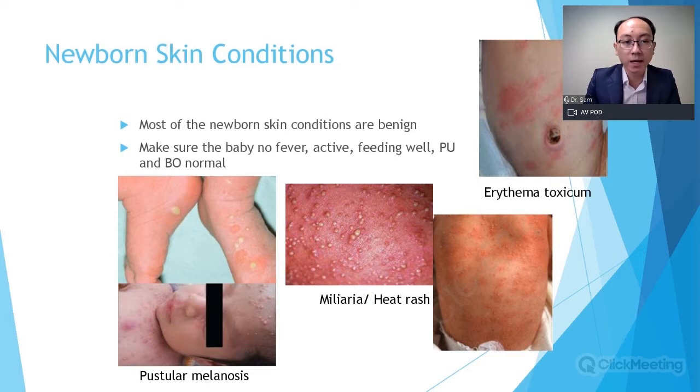Then, most of the time when parents present you with a complaint of a skin condition, if these few criteria are normal, the skin condition will most likely be a normal one. So let's look at the first picture on your left hand side. This is what we call pustular melanosis. In this pustular melanosis you will see multiple pustules, most of the time distributed over the forehead, sometimes over the limbs and also the trunk.